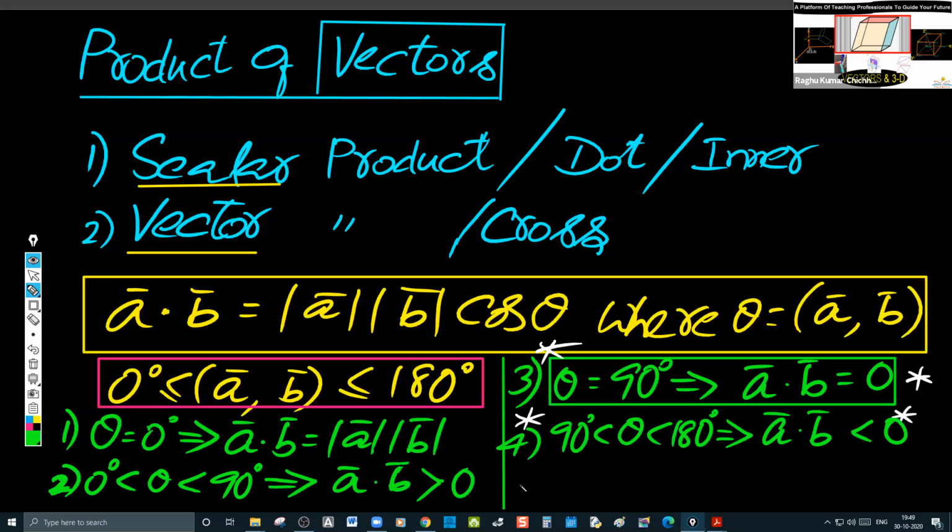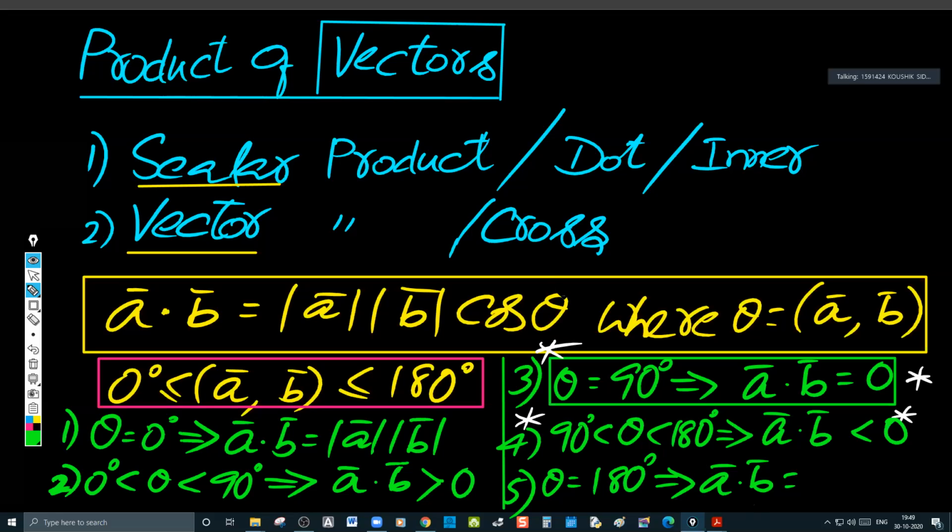Remember that. We will be understanding the geometrical meaning of this further. Now, what else is remaining in this range here? Everything is discussed: 0 discussed, 0 to 90 discussed, 90 discussed, and 90 to 180 discussed. Only one is remaining. What is that, please? Theta equal to 180 degrees is remaining. Tell me what is A bar dot B bar then?